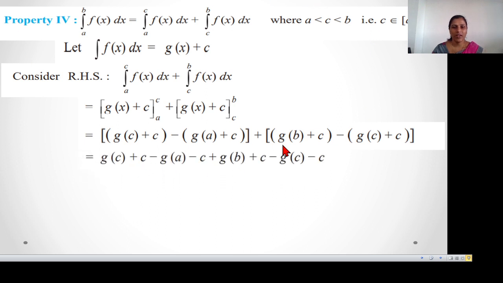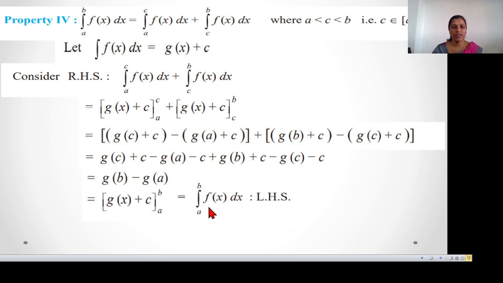So after doing the calculation, the plus and minus signs inside the bracket cancel, and the only term that remains is g of b minus g of a. This is the value of g of x plus c from a to b, and this is the value of the integral a to b f of x dx, which is equal to the LHS. So our property number 4 gets verified here.